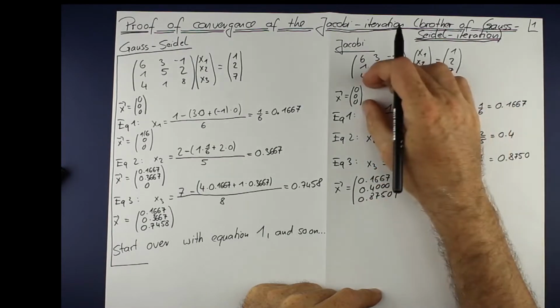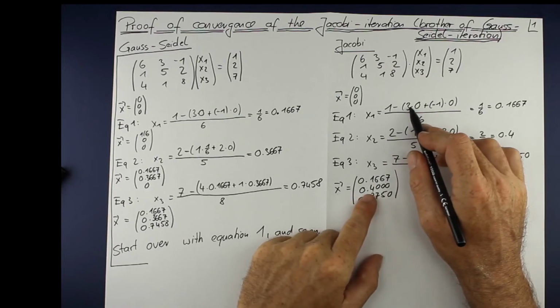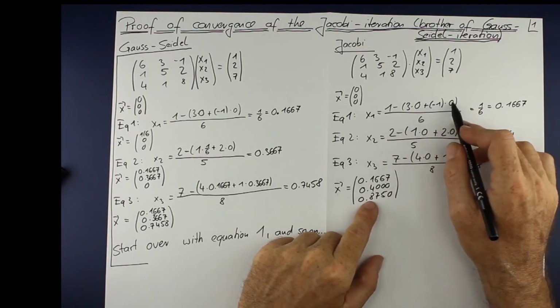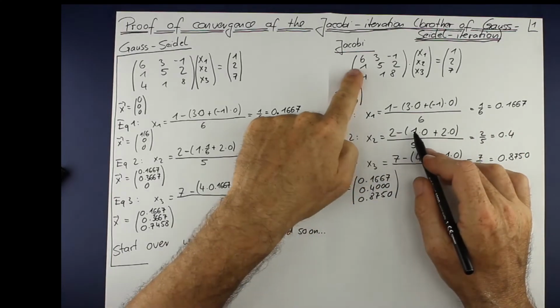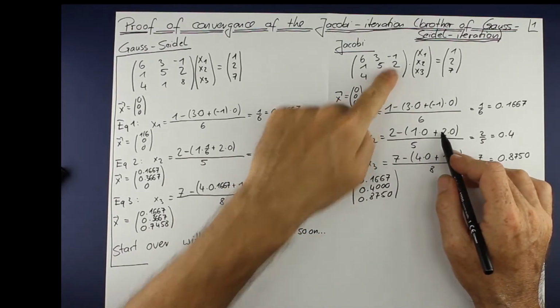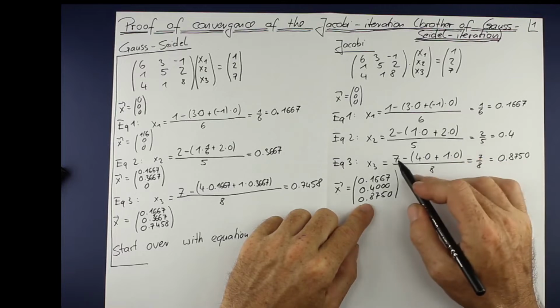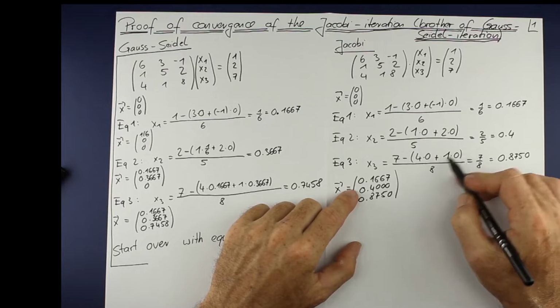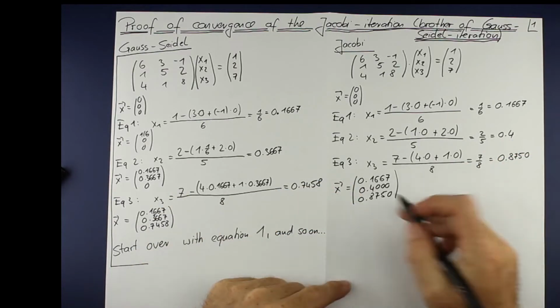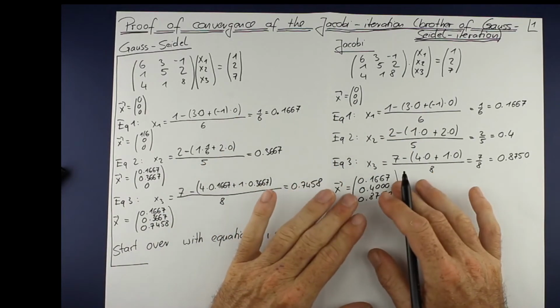We take that to be here, and then we update. Then we have 1 minus 3 times that, plus minus 1 times 0.875 instead of 0. Then we go into equation 2, 2 minus 1 times that plus 2 times that. And then we go into equation 3, 7 minus 4 times that plus 1 times that. And then we get a new x, and then we do that again and again. So there's a very small difference.